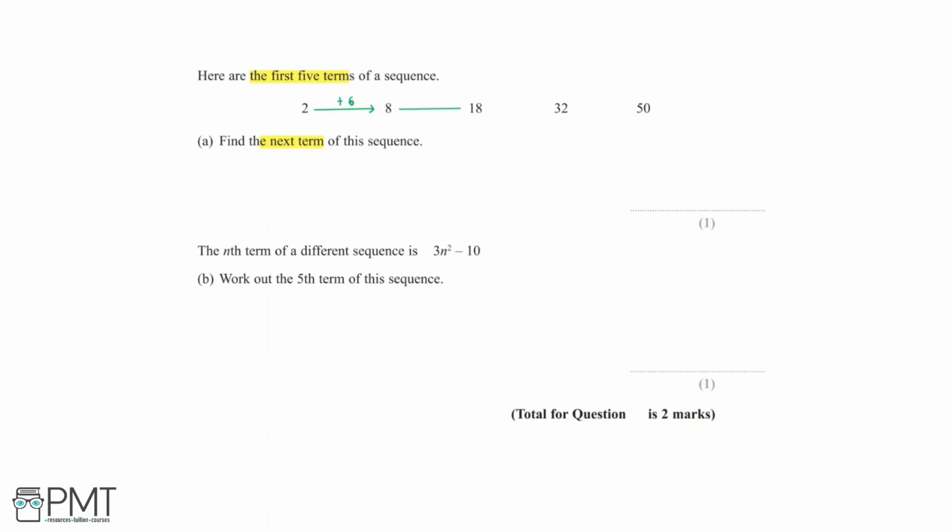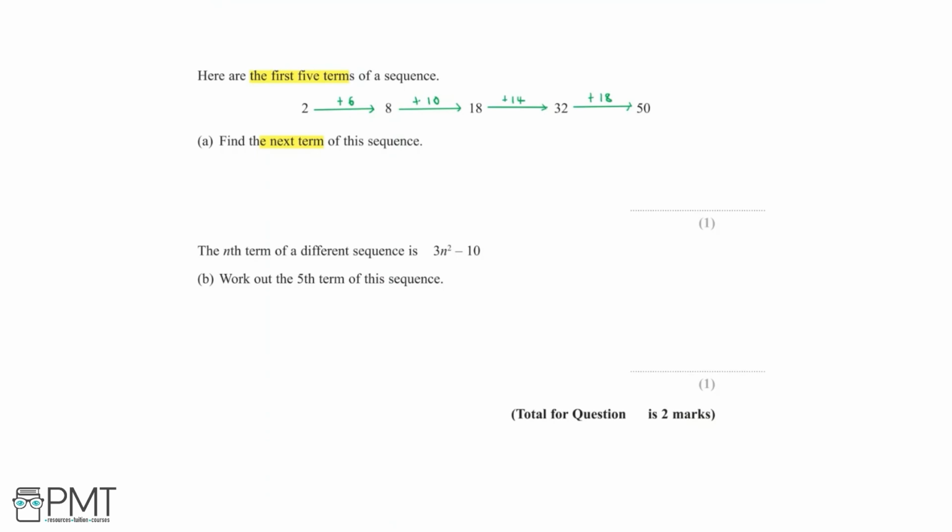And then to get from 8 to 18, we add 10. To get from 18 to 32, we add 14. And to get from 32 to 50, we add 18. And so we can already see a pattern in the intervals by which we add. We add 6 at first, and then 10, and then 14, and then 18.